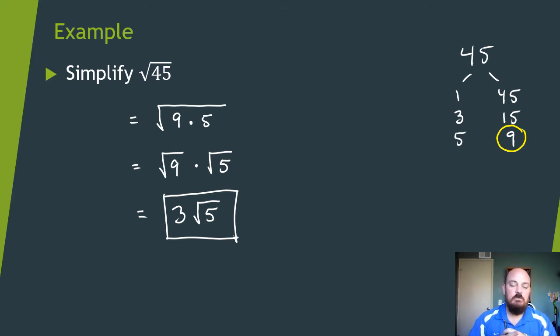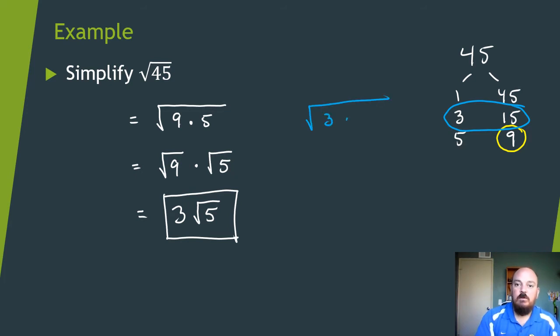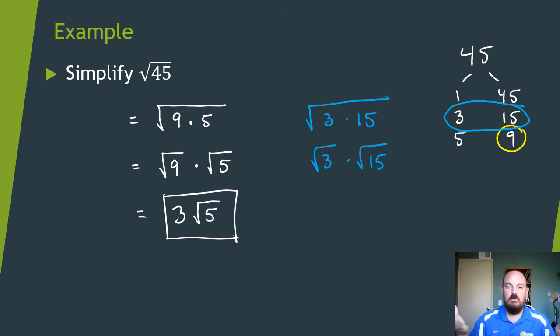Now it's very important to notice it has to be a perfect square for this to work. Like if you took your 45 and you split it up into 3 times 15, it just doesn't do anything because nothing simplifies. If I wrote this as the square root of 3 times the square root of 15, even if I split it up, that doesn't help me because the square root of 3 and the square root of 15 don't simplify. They're not perfect squares. So don't do that. That's what we do not want to do. This only works if you can find a perfect square factor.